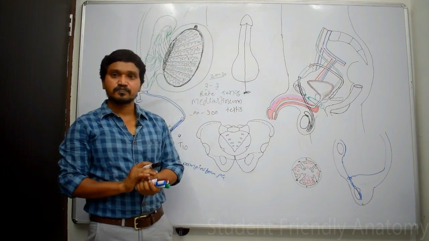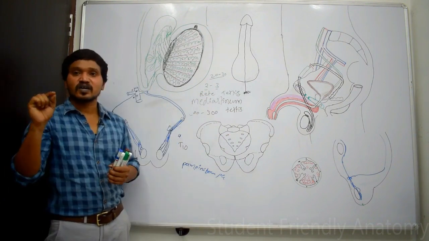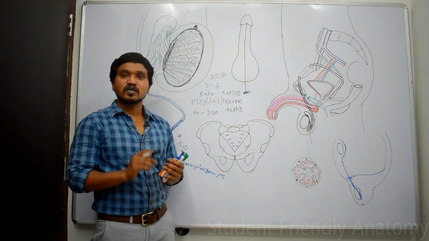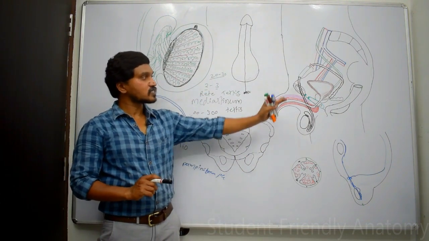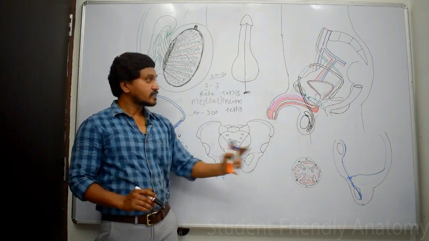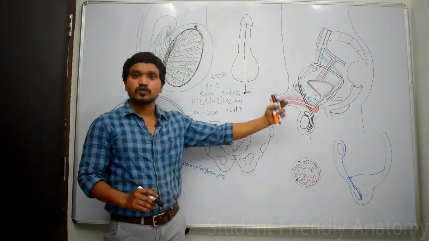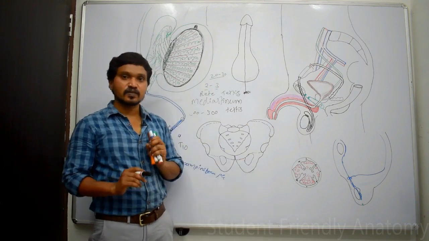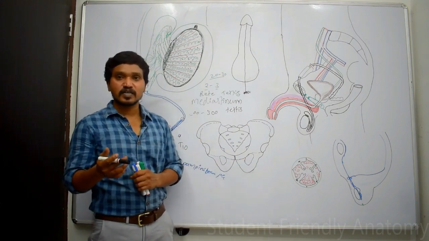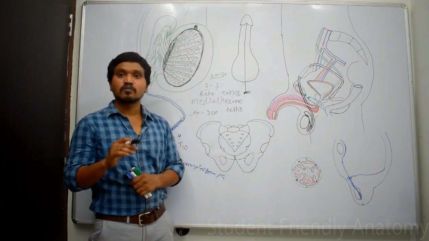Now, we will see blood supply. Artery to the ductus deferens: branches from the superior vesical artery and inferior vesical artery. So, these branches will be supplying the vas deferens. Then, veins from the vas deferens unite with the vesical plexus. Finally, they drain into the internal iliac veins. Then, nerve supply. Nerve supply is by parasympathetic nerves through the pelvic splanchnic nerves.